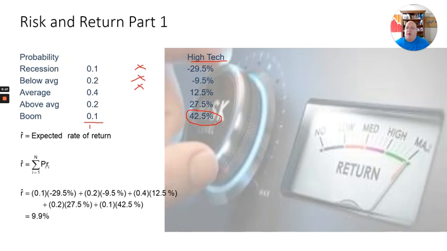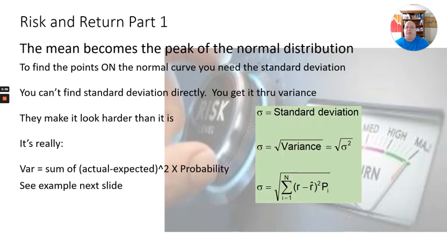But if you took the 0.1 and multiplied it by the 29.5, you get this outcome. If you took the 0.2 and multiplied by the 9.5, you get this one and so forth. And by the time you multiply them all across and add them up together, you get an expected return of this portfolio of just under 10%, 9.9%. So the mean, of course, is the peak. The expected return is the peak of the normal distribution out there.